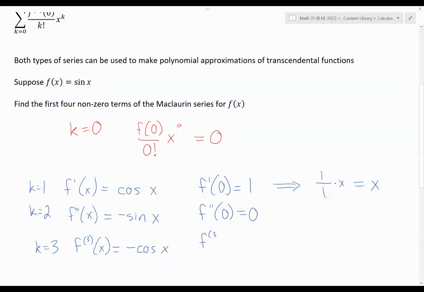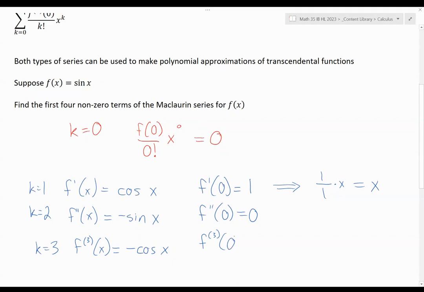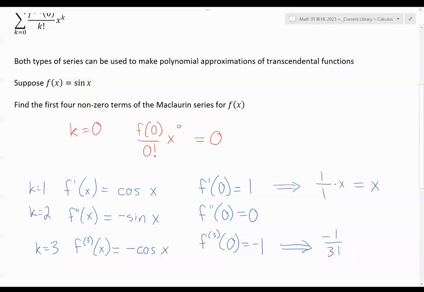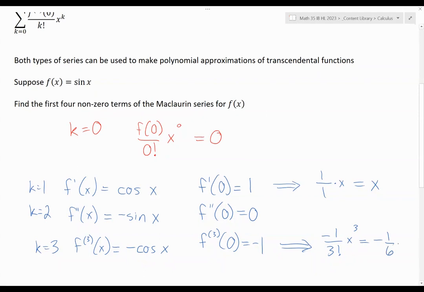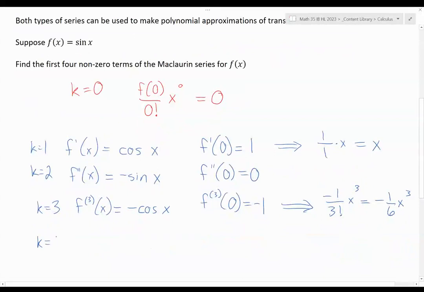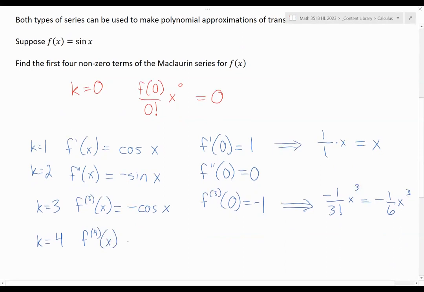So the third derivative evaluated at 0 is going to be negative 1. So this is going to give me a term of negative 1 over 3 factorial times x cubed, which is negative 1/6 x cubed. And then when I find the fourth derivative, this is going to be negative sine. So sine x, well, this actually returns me back to my original function.